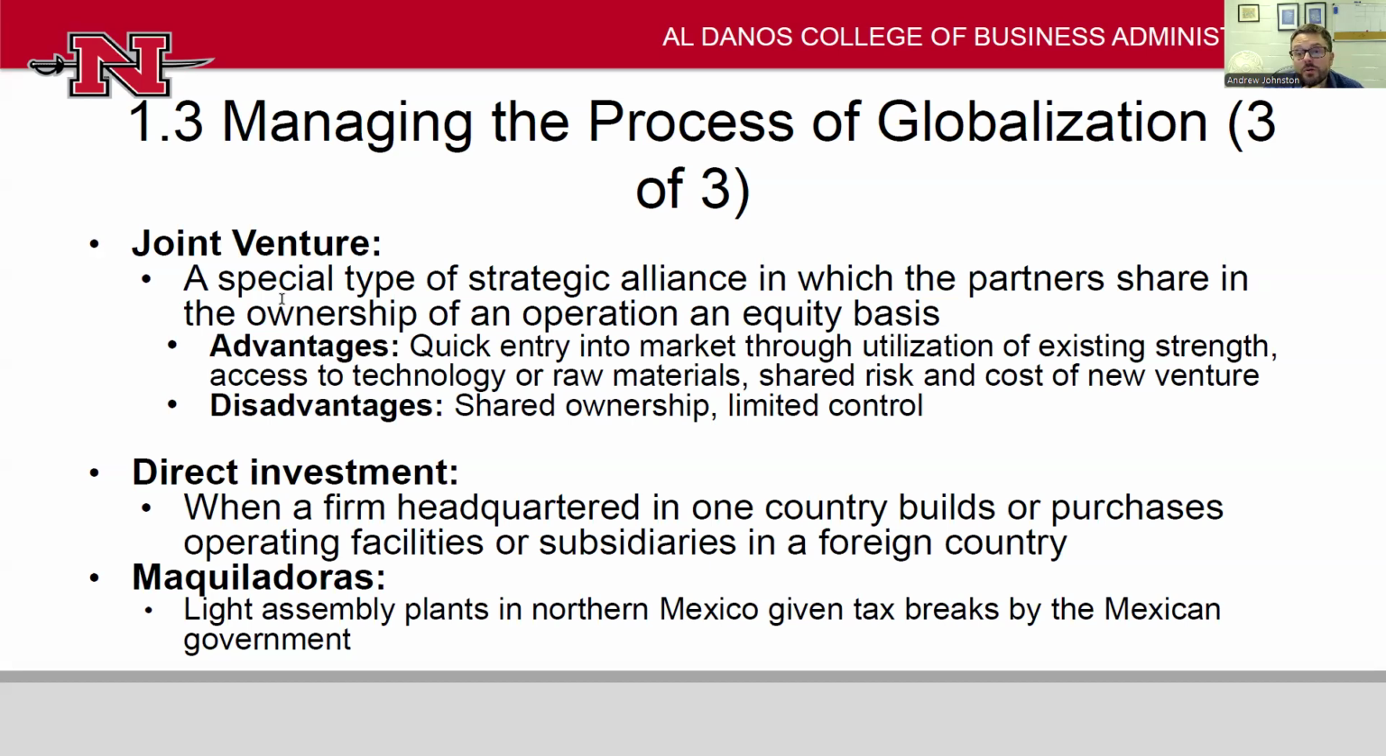But now you're sharing ownership, 50-50 perhaps, and you don't have as much control. This is often a consideration when investing in China, for example. American firms, at least in the past, and I believe still now as well, have had to take local partners and have joint ventures, and that limits your control. It also exposes you, just like licensing, to leakage of your private knowledge. You now are exposing your company's secrets and patents to your joint venture partner.